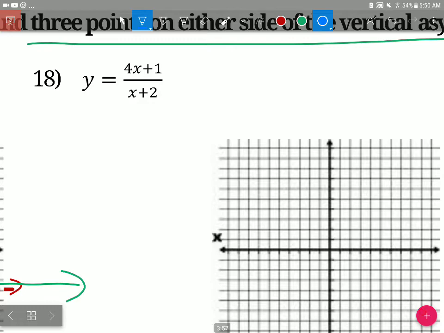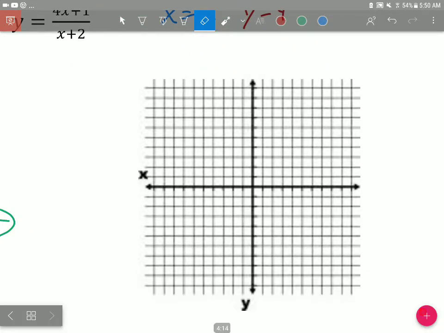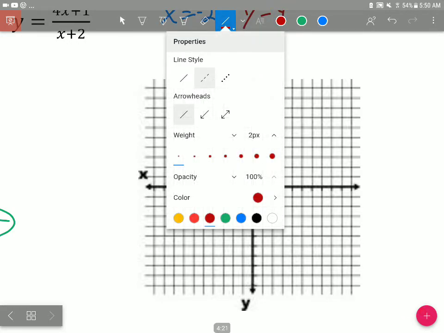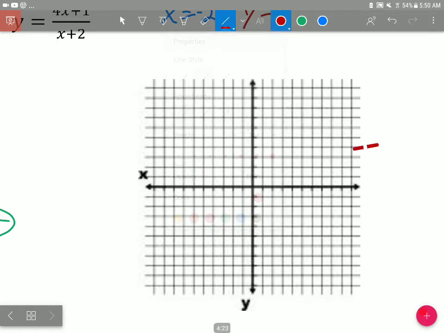So my vertical asymptote is x equals -2. My horizontal asymptote is at y equals 4. Remember, all we gotta do is take those off. 4 over 1 is 4. Y equals 4. 1, 2, 3, 4. And it's a little crooked, so let's see if we can fix that. Y equals 4 and x equals -2.